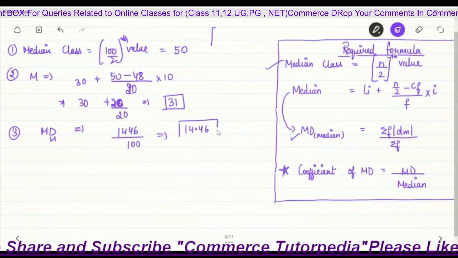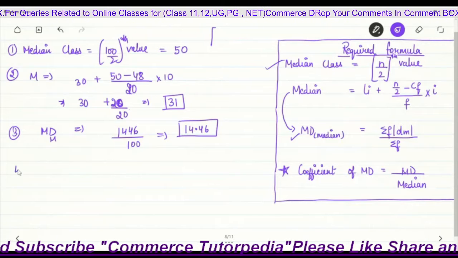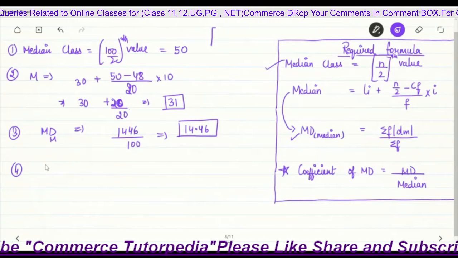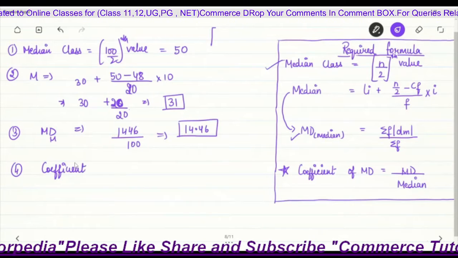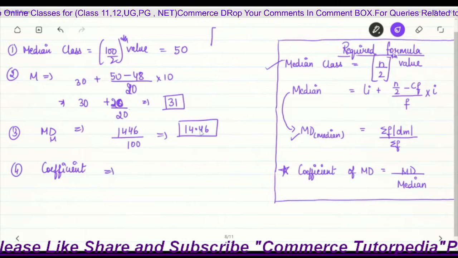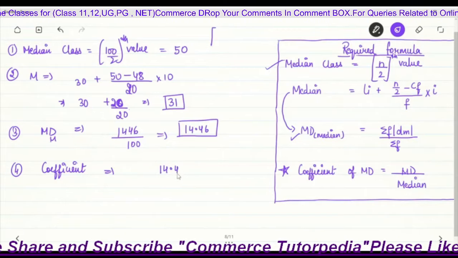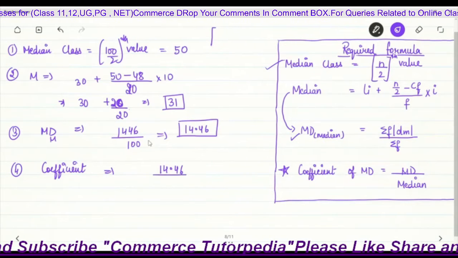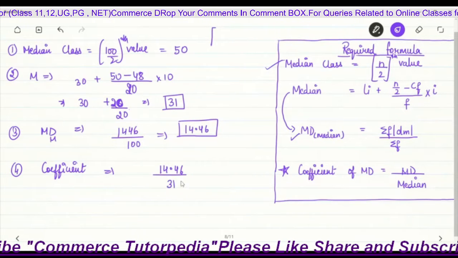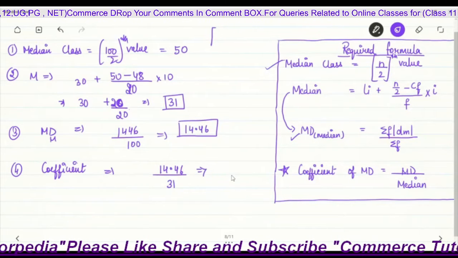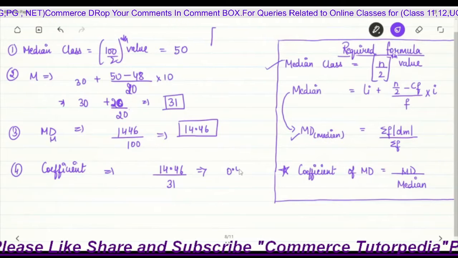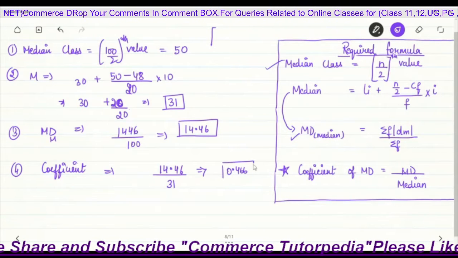Hence this is the required answer. But there is one more thing that we need to calculate, the coefficient of mean deviation. The coefficient of mean deviation is calculated as the mean deviation that I have calculated above upon the median, that is 31. So the value of coefficient of mean deviation is 0.466. Hence this is the answer.